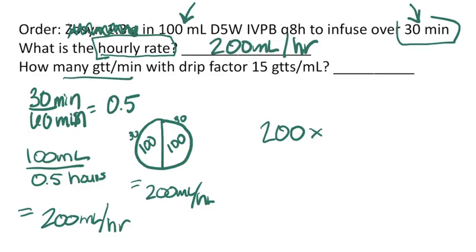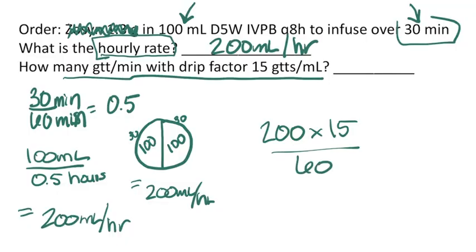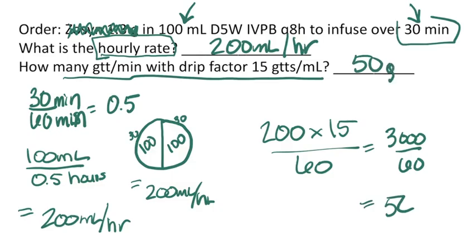And now the next question is asking me how many drops per minute with a drop factor of 15. So I'm going to multiply that by 15 and divide that by 60. So I have 200 times 15. That equals 3,000 divided by 60 is going to equal 50. 50 drops per minute. Oh, I have a little typo right there. It's not drops per milliliter, it's drops per minute. Oh, no, that's correct. 15 drops per milliliter. How many drops per minute? Okay, there you go.